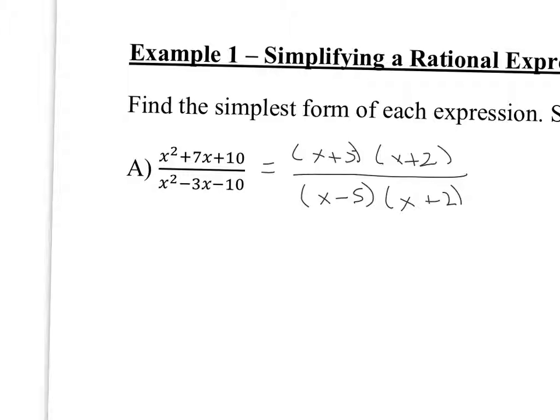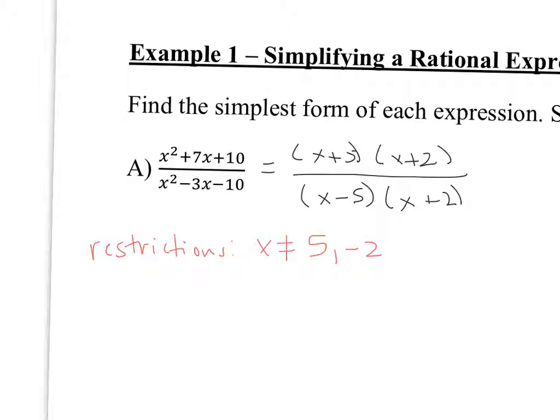Now, when we are doing our restrictions before we simplify, we have to look at this bottom. So my restrictions: x cannot equal 5. It also cannot equal negative 2. Because if it's 5, this whole thing would be 0, multiplied by 0 would be no good. If this is negative 2, this whole thing would be 0, multiplied by 0, whole thing 0, no good.